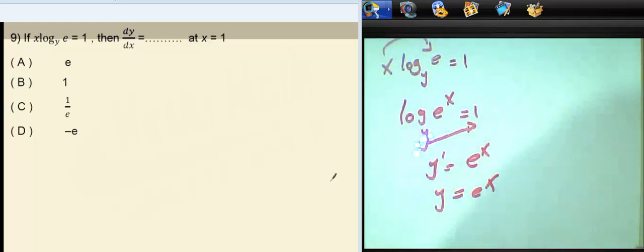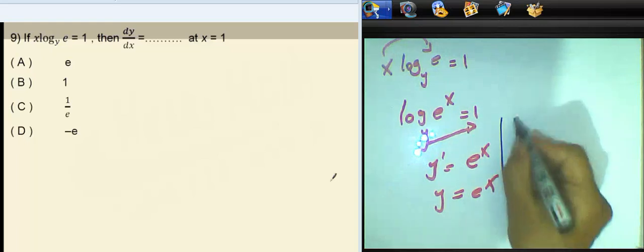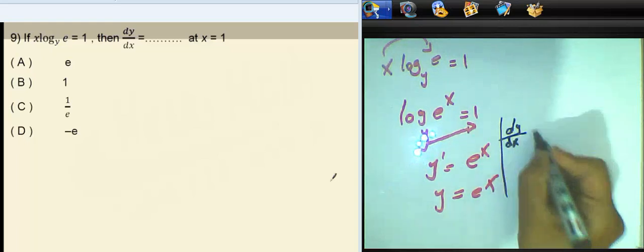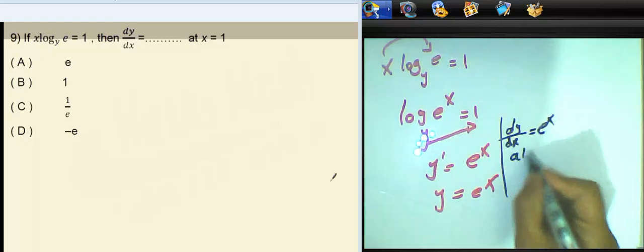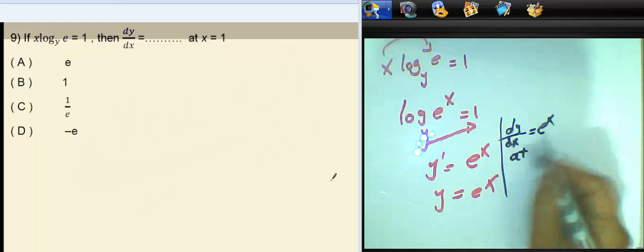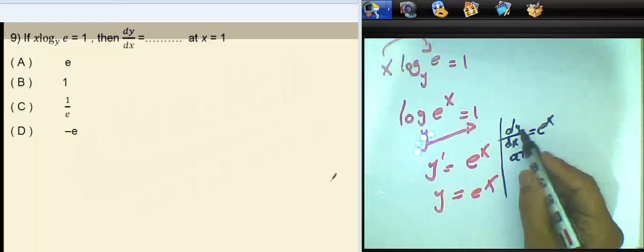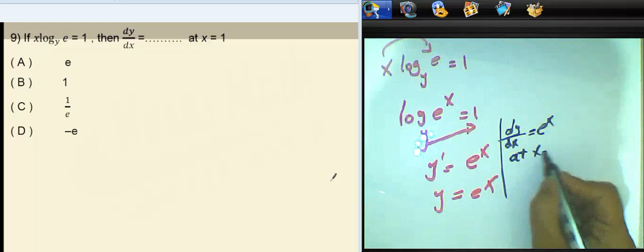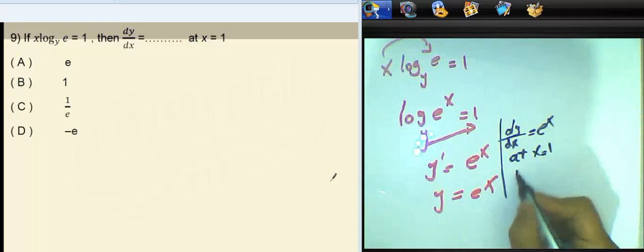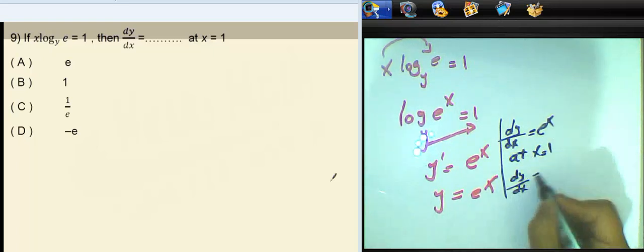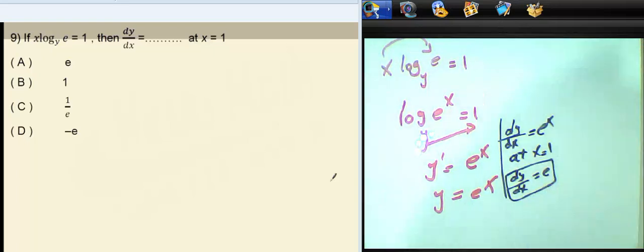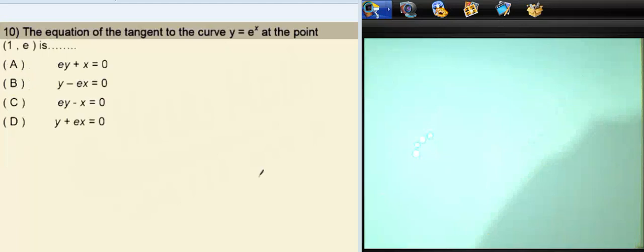He asked about the derivative of this function. The derivative of this function will be e power x. We can find the derivative about this function here, derivative y of x at x equal 1. Put x equal 1, then dy over dx equal e. It will be e. The result will be e. Choose letter E.